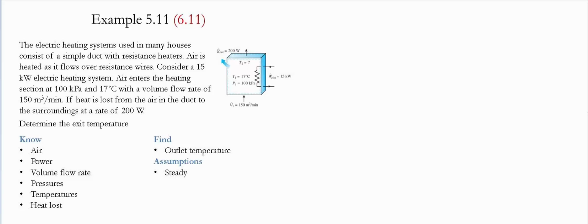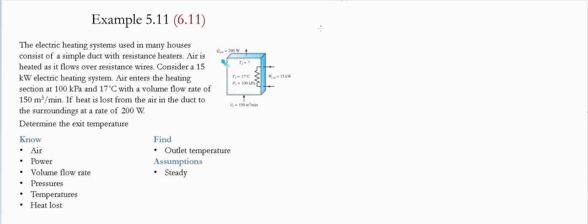The electric heating systems used in many houses consist of a simple duct with resistance heaters. Air is heated as it flows over resistance wires. Consider a 15 kilowatt electrical heating system. Air enters the heating section at 100 kilopascals and 17 Celsius with a volume flow rate of 150 meter cubed per minute. If heat is lost from the air in the duct to the surroundings at a rate of 200 watts, we need to determine the exit temperature of air.